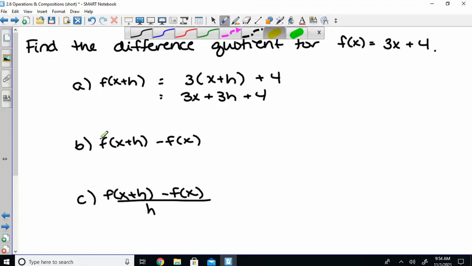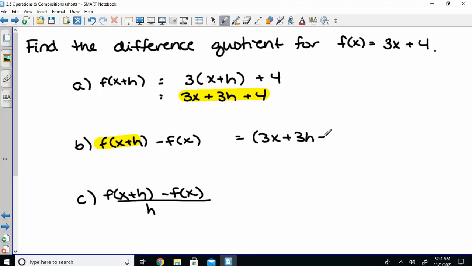Step B says f of x plus h, but that's just what I worked out. So we take that answer minus f of x. Where do I get f of x? 3x plus 4. Yeah, it's the original. F of x is 3x plus 4. If we distribute the negative, positive 3x and negative 3x cancel. Positive 4 and negative 4 cancel, and all we get is 3h.